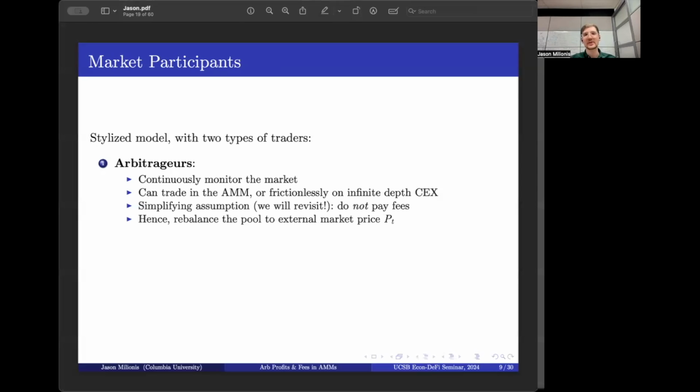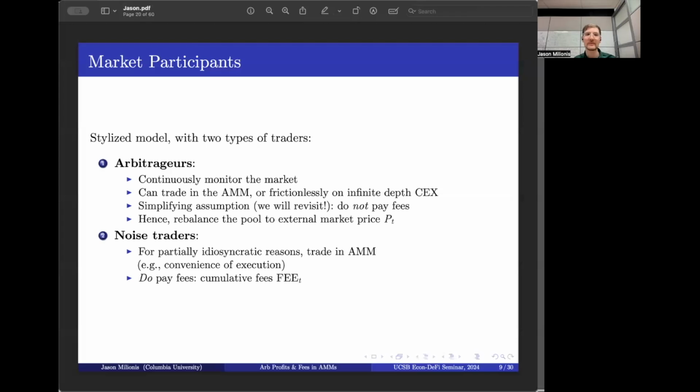Now, the simplifying assumption for this first part of the talk, that we will revisit later, is that these people, the arbitrageurs, do not pay fees in their trading with the AMM. Therefore, the optimal thing to do for them whenever they see a price deviation between the pool and the centralized exchange is to basically rebalance the pool to this external market price that they see on the exchange, P_t. So that's all the function that arbitrageurs are actually going to perform in the AMM.